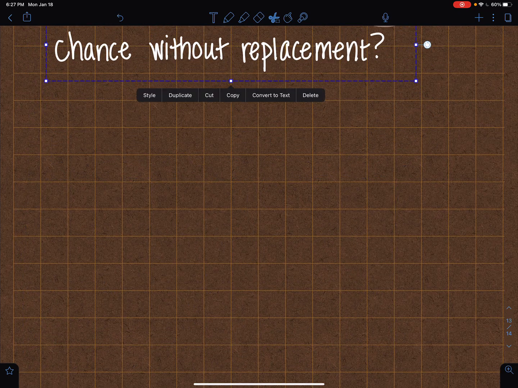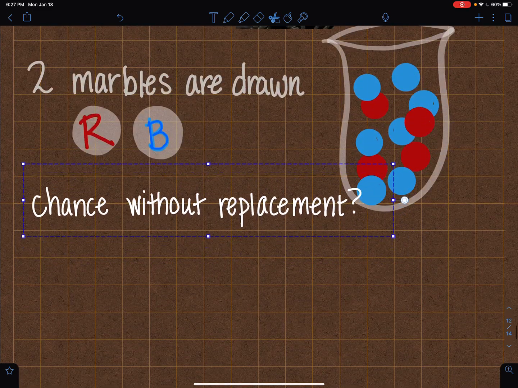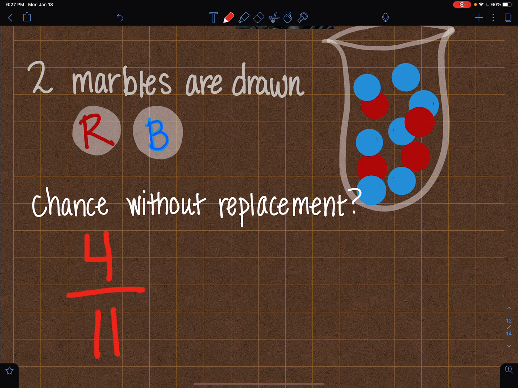Now, let's do it without replacement. In other words, you take it out and then you keep that one. All right, so let's try it. The chances of getting a red, we already figured that, is 4 out of 11. That doesn't change the first time around. But this time when you take the red out, you have to keep it out. So I'm going to erase one of the red marbles.